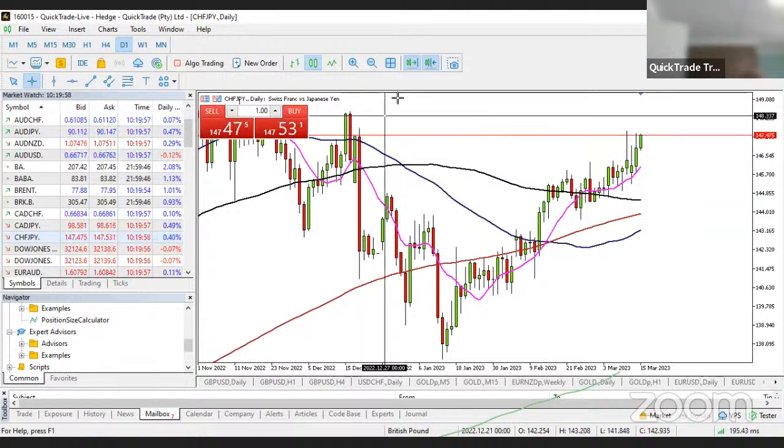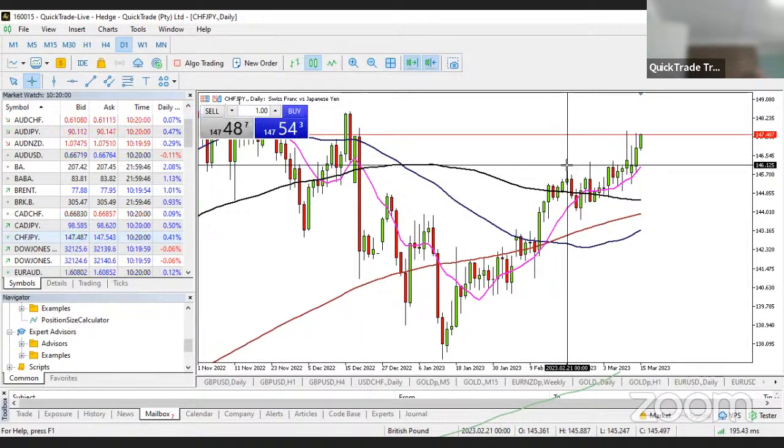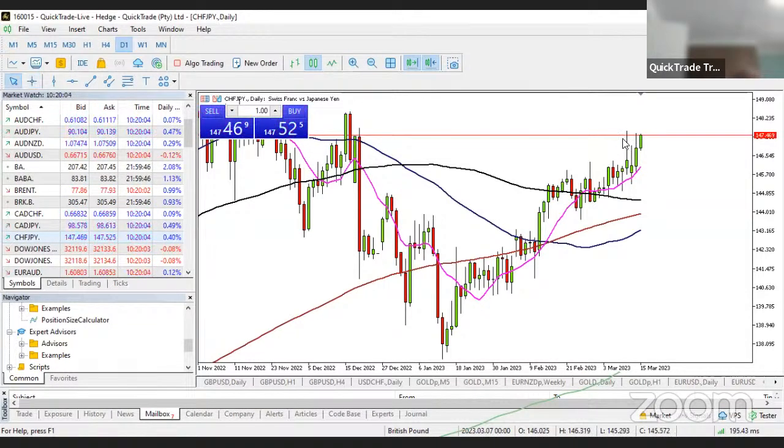You're going to hang on in there and maybe see it go further, or you're thinking, I've made 130, I've made 140 pips. It hasn't broken through there. Are you going to hold it, or are you going to take profit? What are you going to do, Lorenzo?